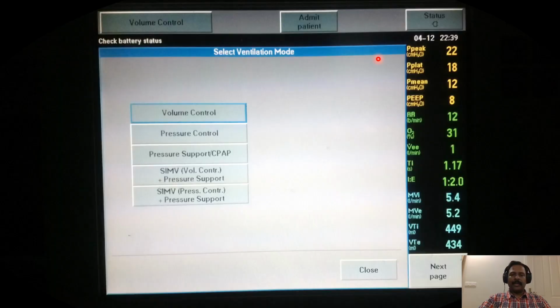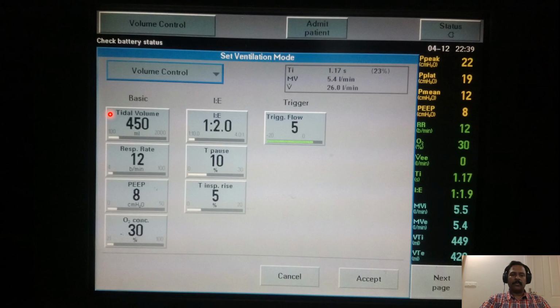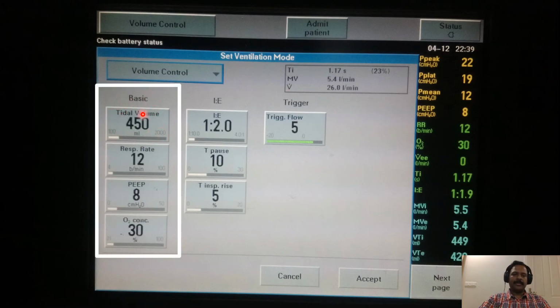In the Macut ventilator we have mainly 4 to 5 modes. We were talking about the volume control mode. Once you select the volume control mode, there are a lot of things to adjust. We will stick to the basics. Tidal volume around 6 to 8 ml per kg. Respiratory rate we will keep around 15. PEEP we will start with 5 and titrate it. And oxygen we will start with 100 and adjust according to the patient's condition.